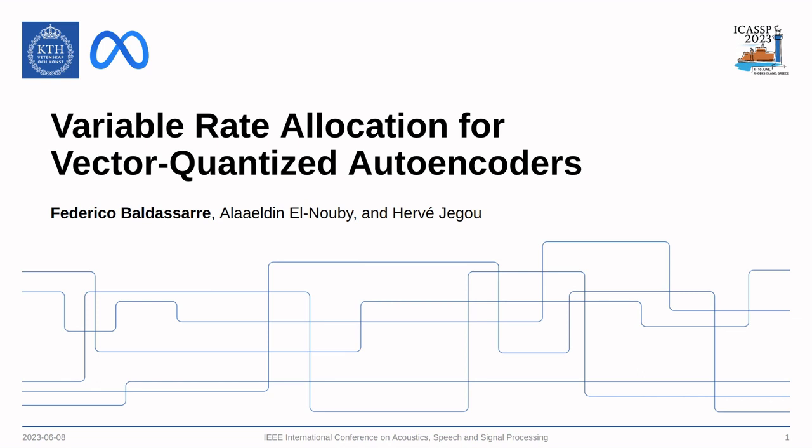AI in Paris. In this work, we focus on image compression applications of vector-quantized autoencoders, and we adapt them to allocate bitrate according to the semantic content of an image.